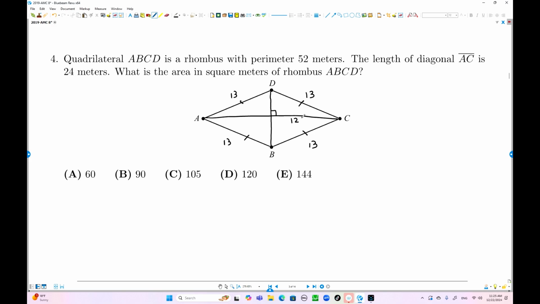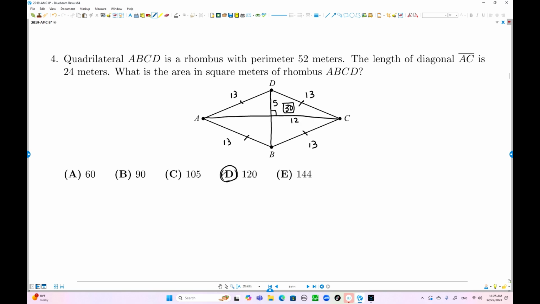This is the right triangle, right? So this side, the right triangle triplet or Pythagorean triplet, this side is 5. So what is the area of this one? 5 times 12 divided by 2 is what? 30. Each of these is 30. There are 4 congruent triangles, times 4 is 120, the answer, okay?